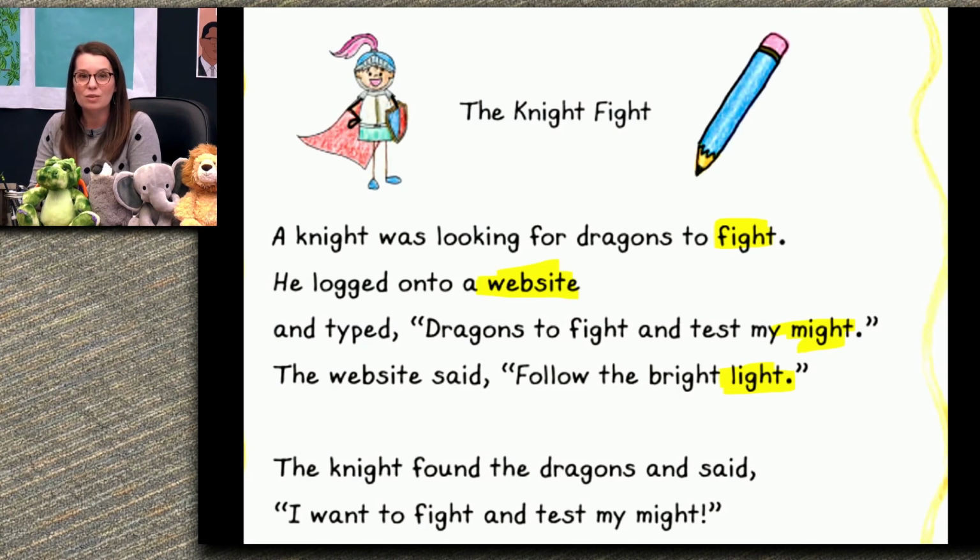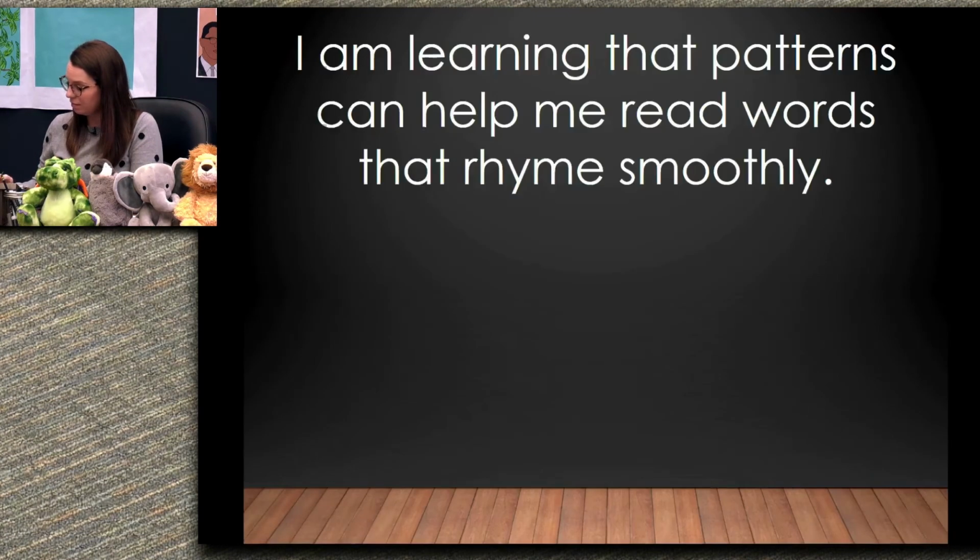So when we use rhyming to help us predict, it helps us read more smoothly. Because I might have had to stop and sound out the word website to help me read that. But if I use rhyme, I can read it more smoothly. Today we learned that patterns can help us read words that rhyme smoothly, even if they're spelled differently.